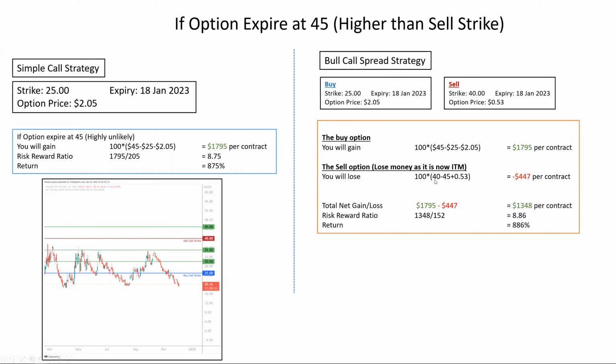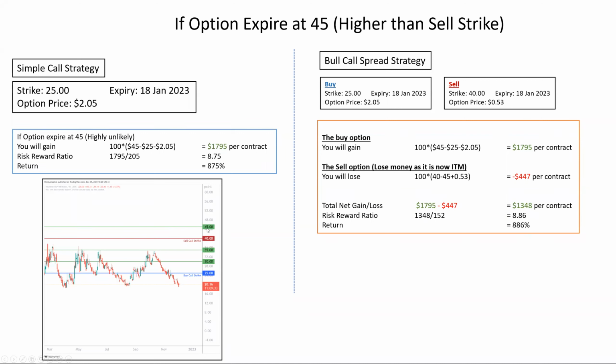So in this case, how much are you going to lose? Your strike price minus the current price, which is 45 now, then you add back the 53 cents because you actually got this 53 cents, okay? And then what you will get is negative $447. So you are going to lose $447 on your sell side. So even though on your buy side you got a lot more profit, now your sell side is losing money. So if we calculate the net gain loss, you will still get $1,348 per contract, which is 8.86 risk to reward ratio, and you'll get a total return of 886%.